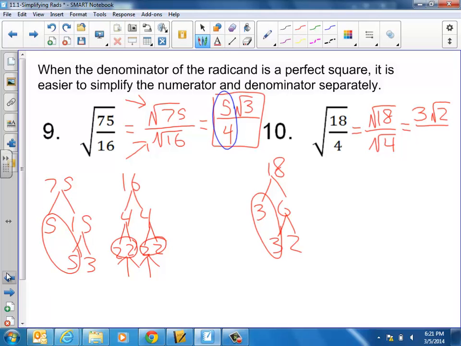The denominator, square root of 4. I don't think I need to use a factor tree on that. It's just 2. Notice again here, the 3 and the 2 are not in a position where we can reduce them further, but sometimes that will happen. You need to watch out for that.